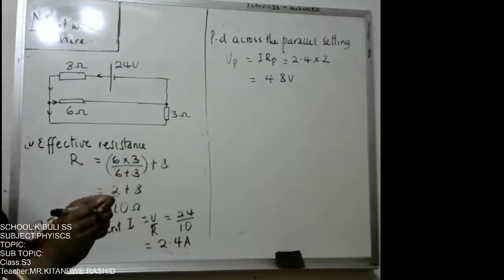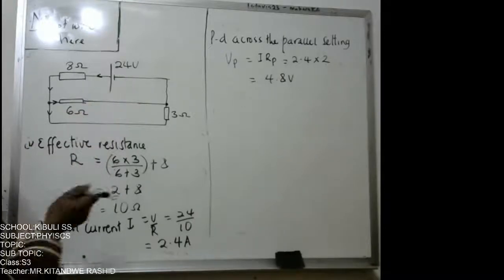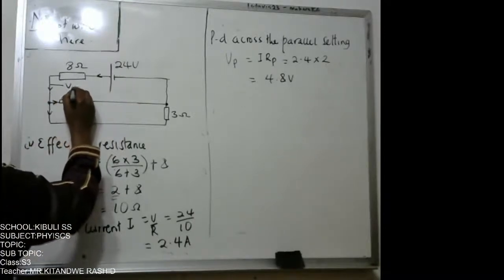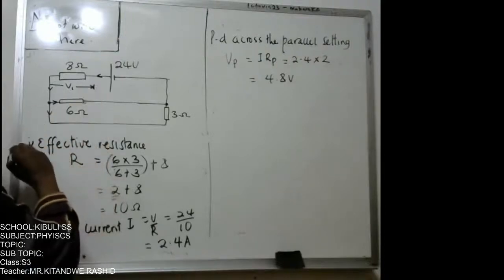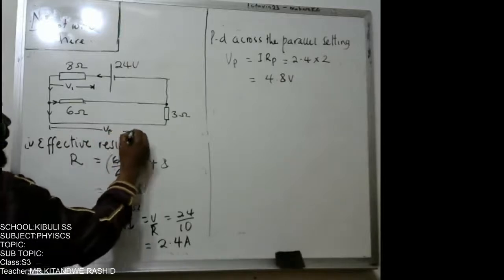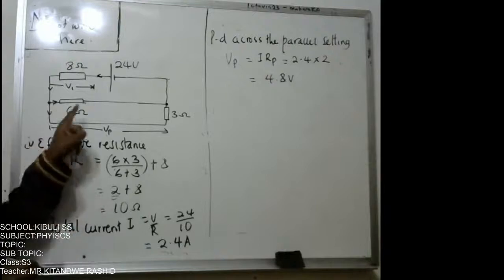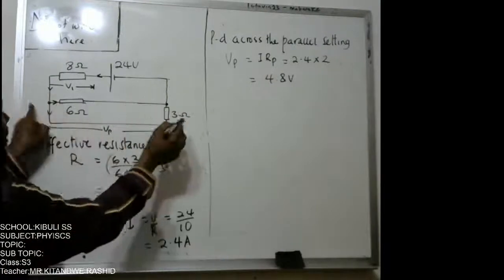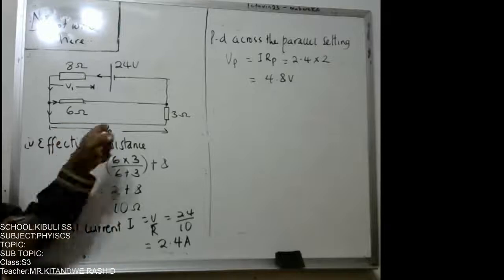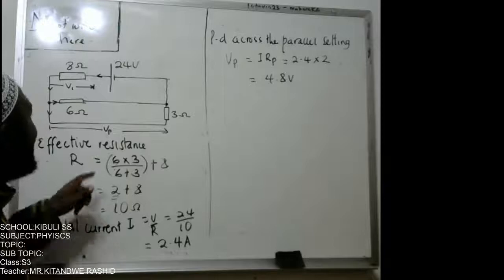Remember, we say the EMF here is 24. There is a supply PD here, and the PD across the parallel. When you add V2 plus V1, you get a total of 24. Are you getting it? So that's why, if you want the current through the 3, you first need to get the PD across the parallel of which the 3 is part. So now, you can find the current through the 3.